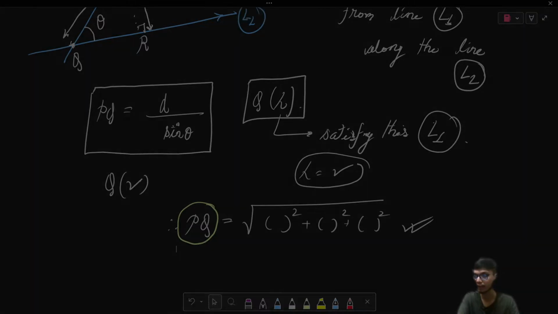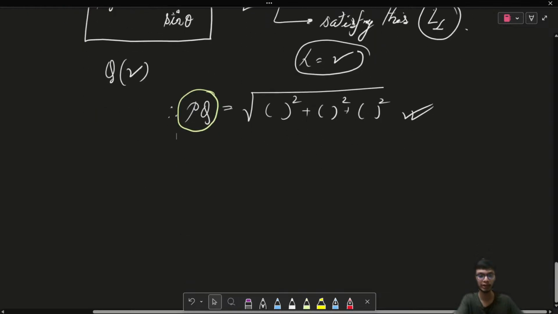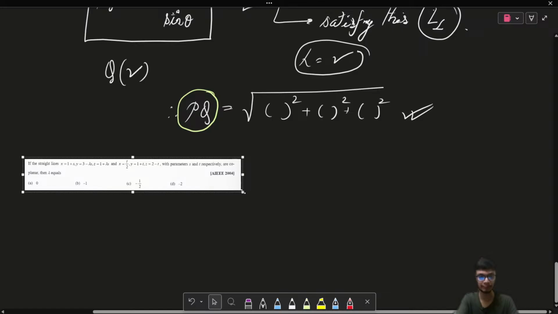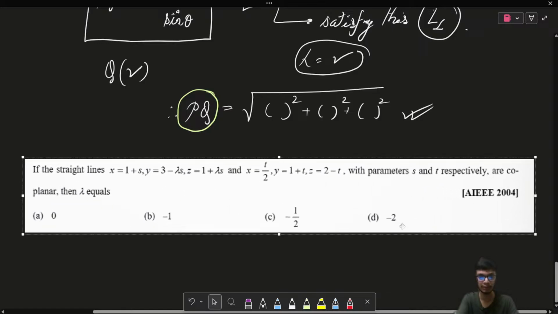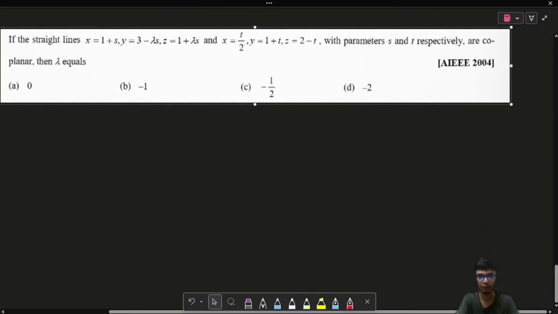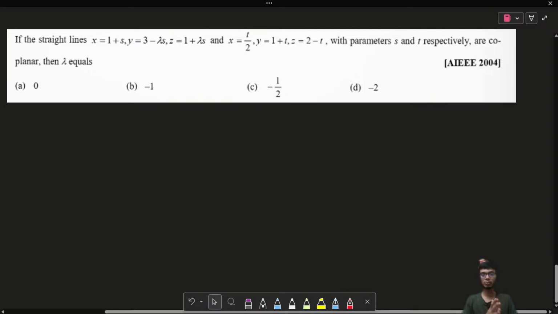Okay. So let us now try to solve one previous year JEE Mains problem based on 3D geometry. This is the problem that we need to solve. Please try to read it and try to answer this.